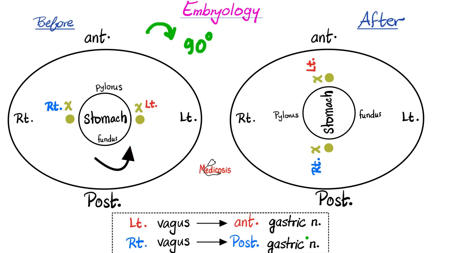So what? Well, you used to have a right vagus and a left vagus before rotation. But after you rotate 90 degrees counterclockwise, as seen from below, guess what? The left vagus will become anterior, whereas the right vagus will go posterior. So the left vagus will change its name by a verbal sleight of hand into the anterior gastric nerve, whereas the right vagus will change its name into posterior gastric nerve. And this fact is extremely important. Mnemonic: left is anterior and right becomes posterior, or LARP.